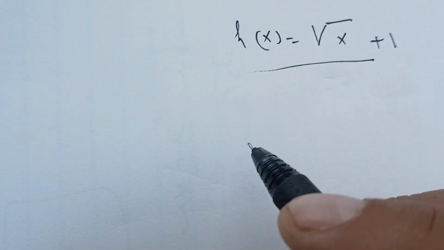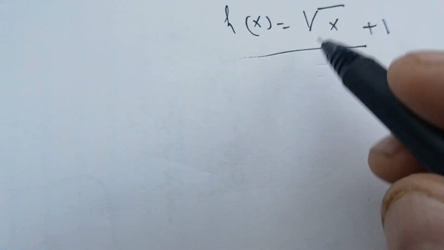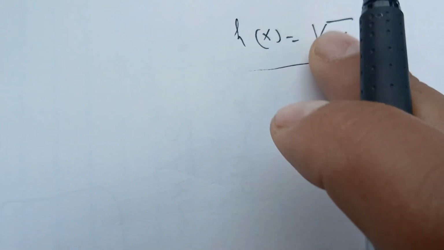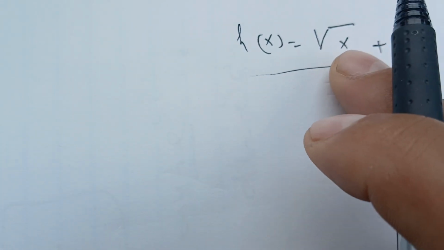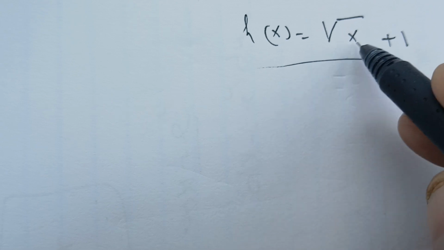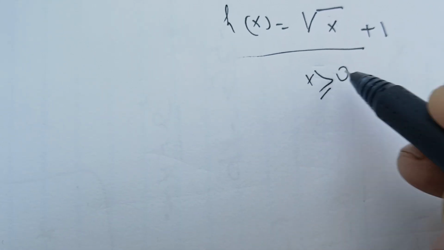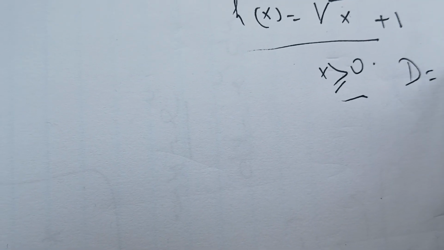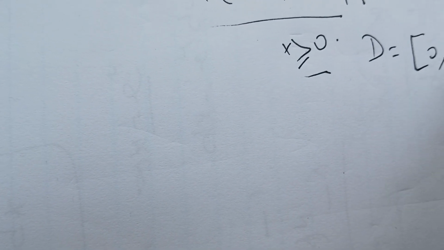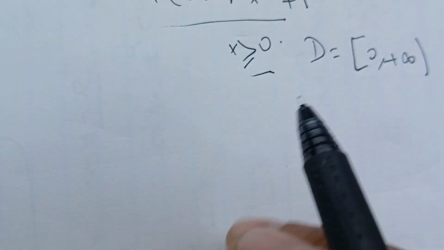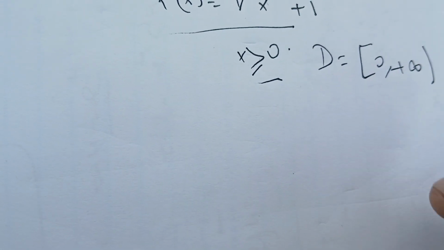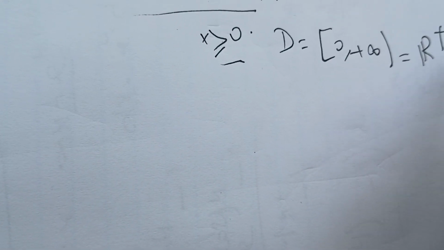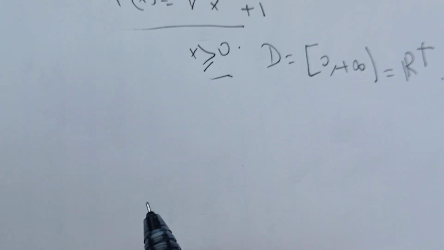First, what's the domain? The domain is the set of values that would make the square root of x valid. So anything inside the square root must be non-negative. So this is the domain. We can write it this way: 0 to plus infinity. Another way of writing it is R plus. It is good notation to remember.